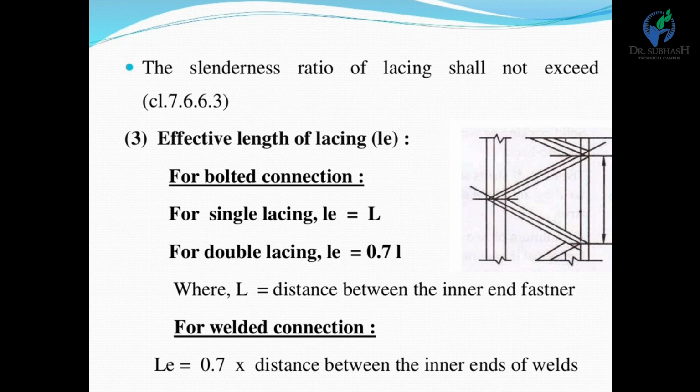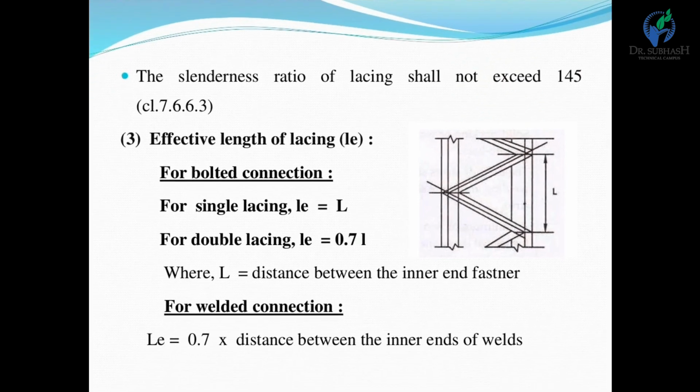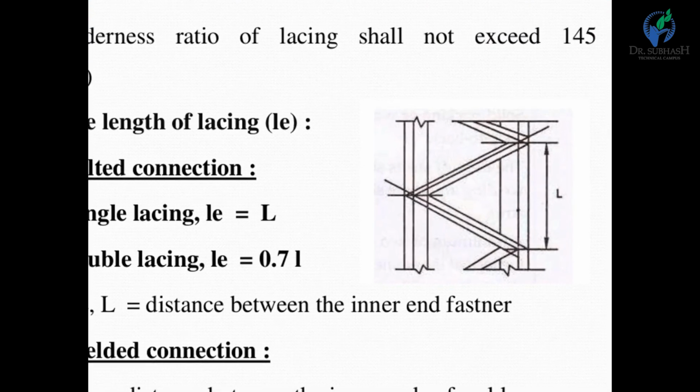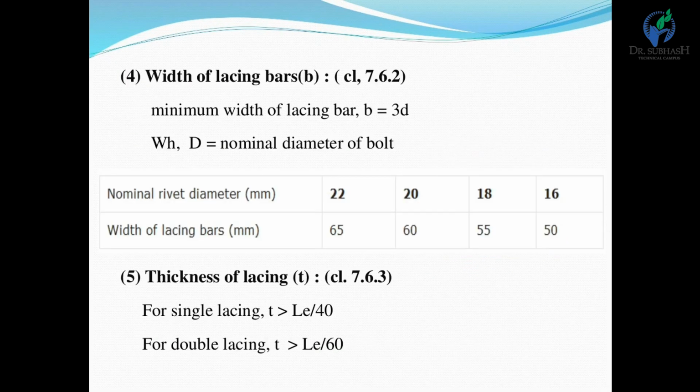If you use a double lacing system, then L effective is equal to 0.7 times L, where L is the distance between the inner ends of the fasteners. Now in the case of a welded connection, the effective length of lacing should be 0.7 times the distance between the inner ends of the weld. It means our L. You can see the figure for how we calculate the L of lacing.